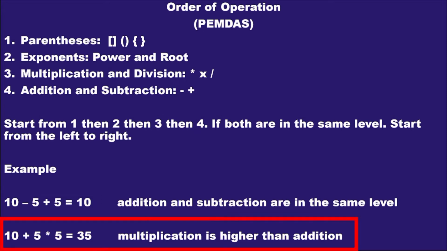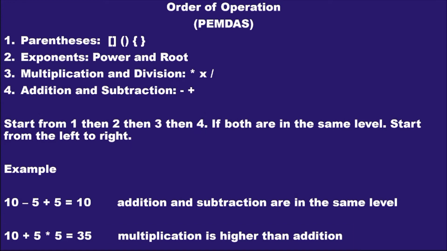And then the next one is 10 plus 5 times 5 equals 35. Multiplication is higher than addition. So you start from 5 times 5, it'll be 25 plus 10, which gives you 35.